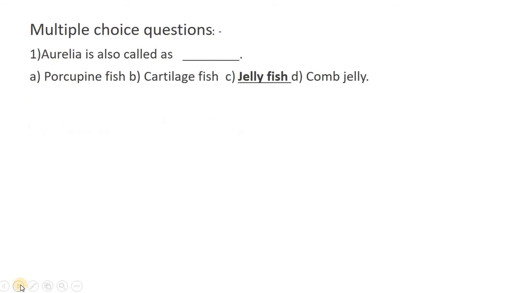Now, multiple choice questions on Aurelia. Aurelia is also called jellyfish because its mesoglea is gelatinous; these organisms look like gel-like structures, therefore called jellyfish. Porcupine fish are cartilaginous fish belonging to the vertebrates, and comb jelly belongs to the ctenophores.